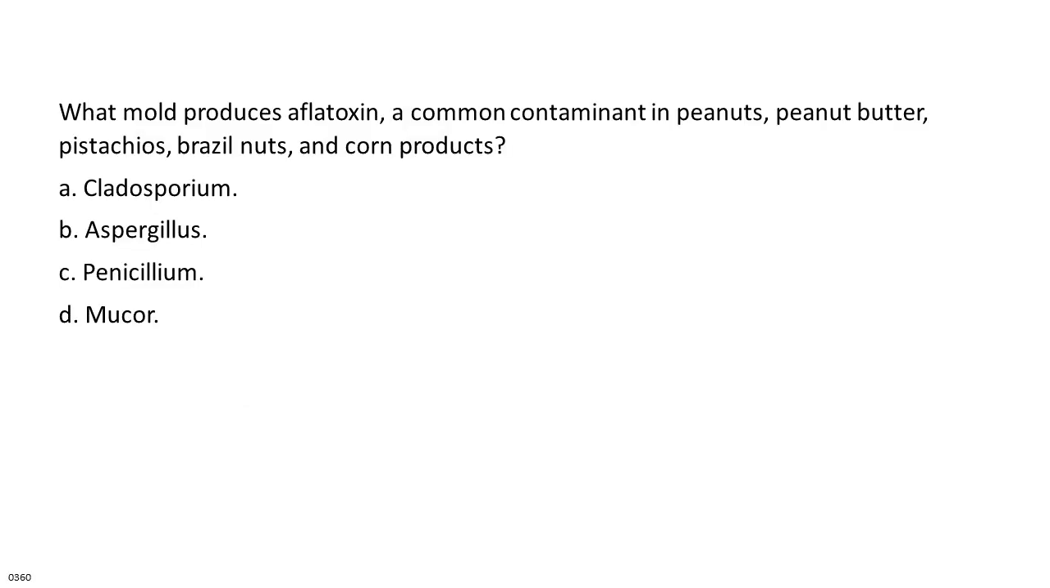What mold produces aflatoxin, a common contaminant in peanuts, peanut butter, pistachios, Brazil nuts, and corn products? A. Cladosporium. B. Aspergillus. C. Penicillium. D. Mucor.